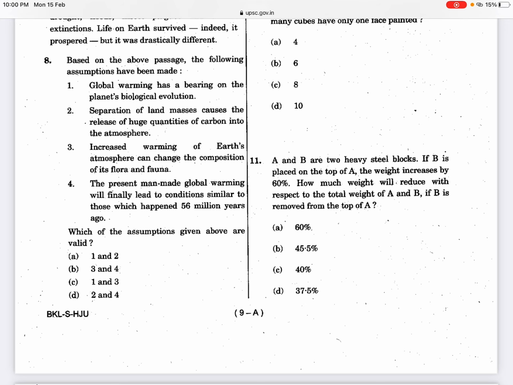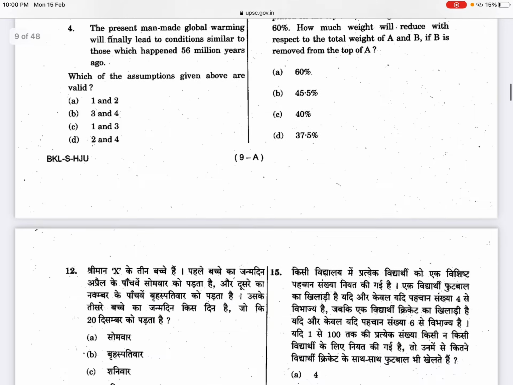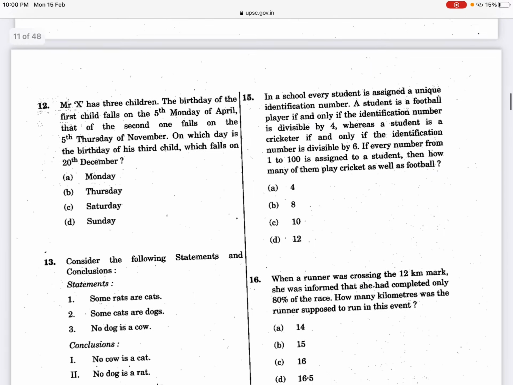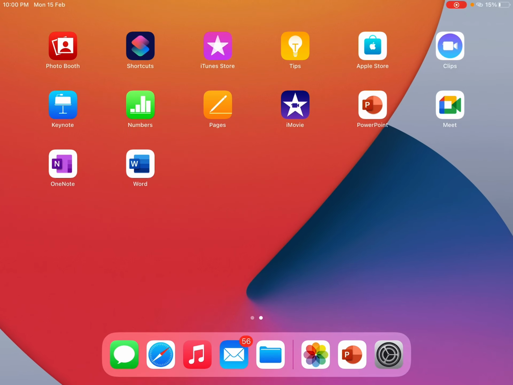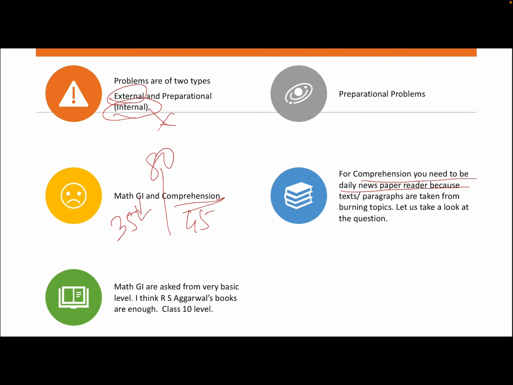And two types of heavy steel blocks, 60% and 40%. These are not very tough questions, because you have to remember that UPSC has mentioned in its notification that they will ask questions from class 10 level for the preliminary. For prelims, they will ask only questions from class 10 level, not more than that. So you don't need to worry that you have to be a science candidate or an engineering pass-out candidate to crack the UPSC CSAT paper.